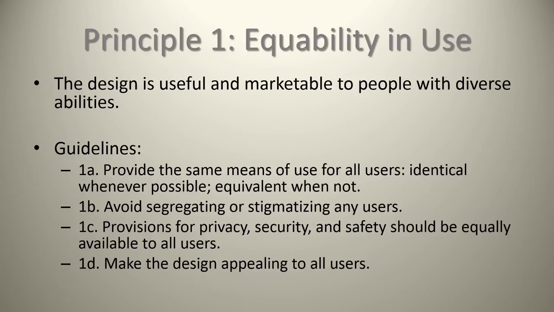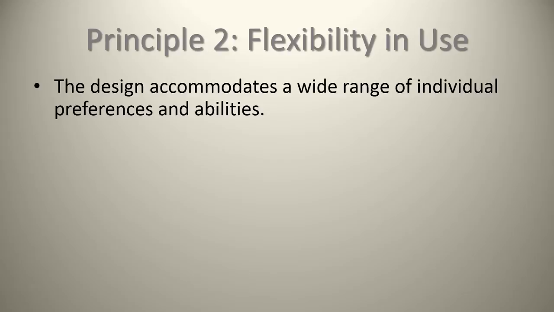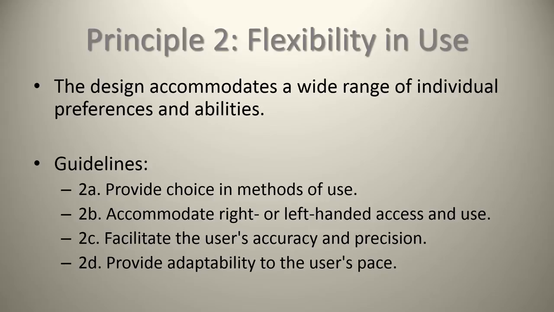Principle number two, there has to be flexibility in use. So many times, some patients are 6 feet tall, some patients are 4 feet tall. Some patients are 100 pounds, some patients are 200 pounds. Some patients eat lettuce, some patients only eat meat. So there has to be flexibility to accommodate a wide range of individual preferences and abilities. So there has to be some form of providing a choice in methods of use, accommodating right- or left-handed access and use, facilitating the user's accuracy and precision, and also providing adaptability to the user's pace.